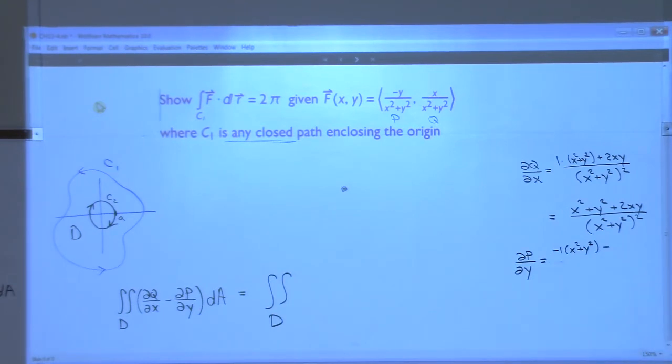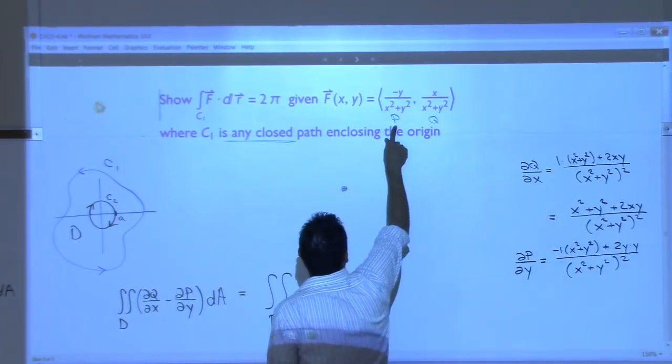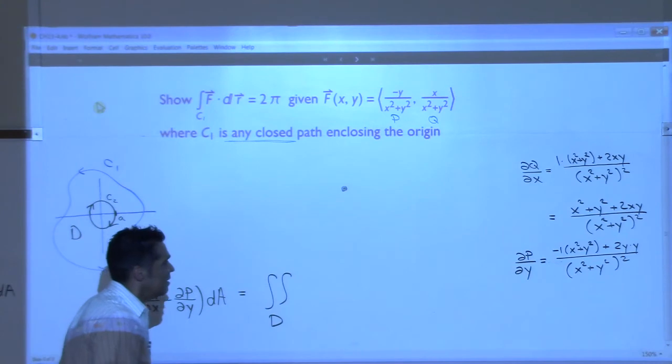Minus derivative of the bottom with respect to y, 2y, times the top, y, right? Negative y, so plus. Yes or no? I mean, y'all seem befuddled. Quotient rule on this with respect to y, right? So what is that cleaned up?